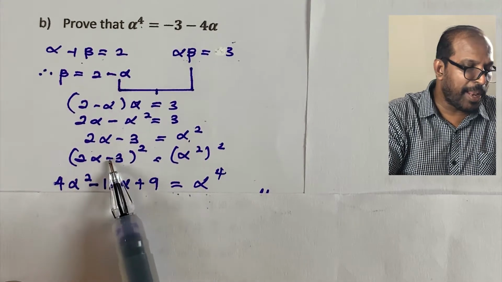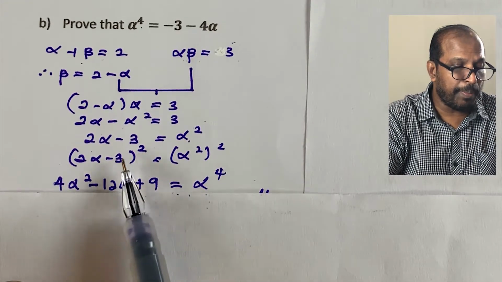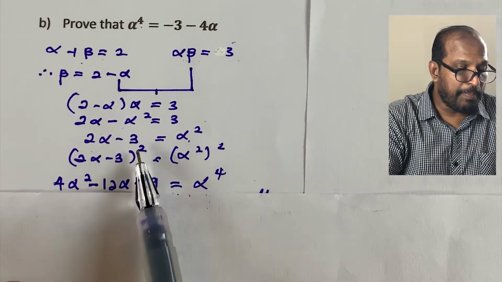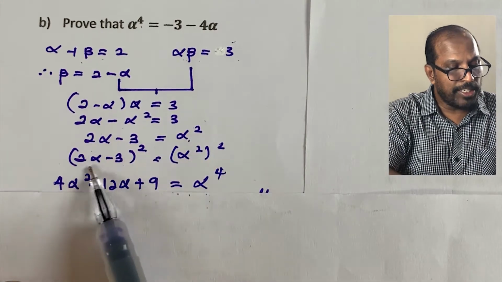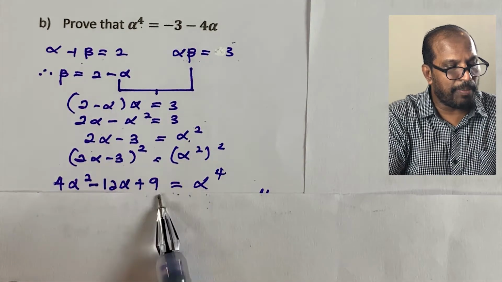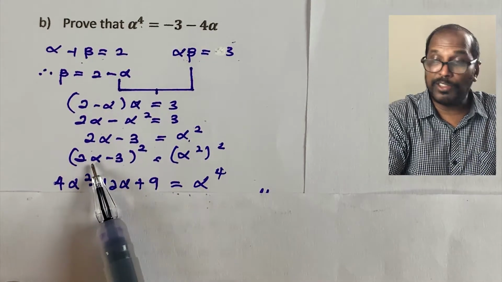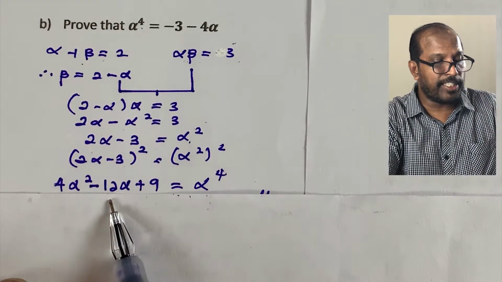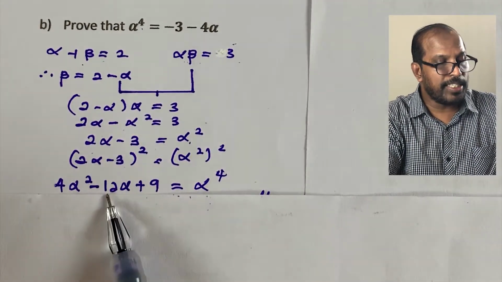If (a plus b) squared is expanded, you get a squared plus b squared plus 2ab. Therefore, squaring 2 alpha, I got 4 alpha squared, and negative 3 squared gives plus 9. And 2 times 2 alpha is 4 alpha; 4 alpha times negative 3, I got negative 12 alpha. So I expanded this, and I got this.